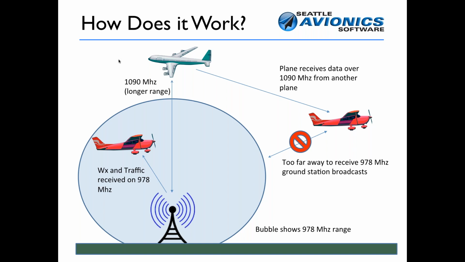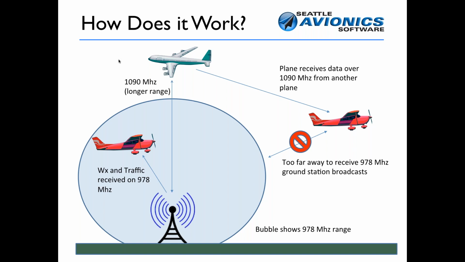If you are outside of the bubble, which is to say outside of the transmission area for 978, like there's a mountain in the way or you're just flying in the middle of absolutely nowhere, you won't pick up any traffic or weather, because remember, from ground-based data, you get traffic and weather. You won't get any of that if you're too far away from a ground station.